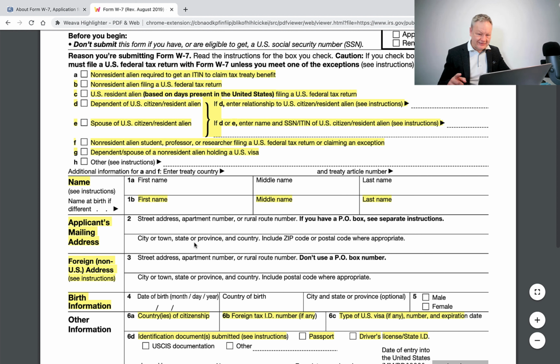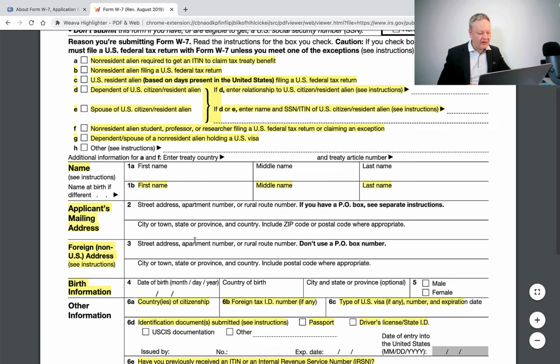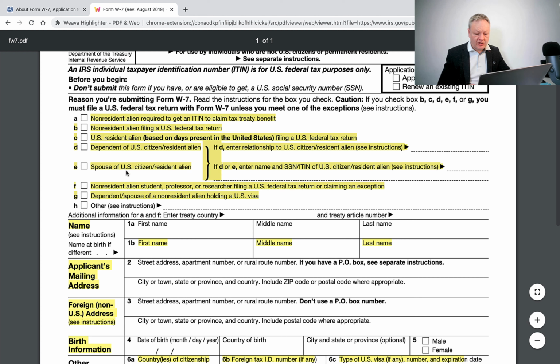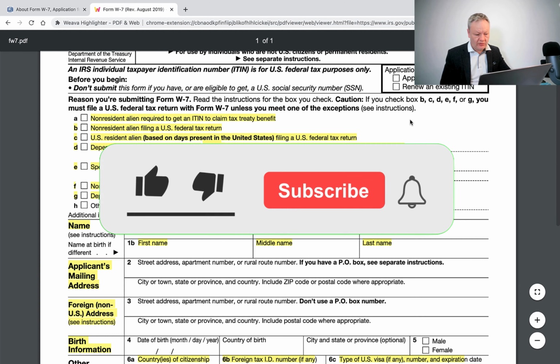So a non-resident, again, someone not living in the United States but maybe studying in the United States for a period of time. Alien, student, professor, or researcher. So these guys could well be coming to the United States to undertake a course, but still need an ITIN number. Again, you may need that for mortgage purposes, but why would you have one of those? So there are many other reasons why a student might have an ITIN number. Okay, so that's the reasons, and you have to tick one. I mean, you can tick more, but basically you could tick the most important one for you.